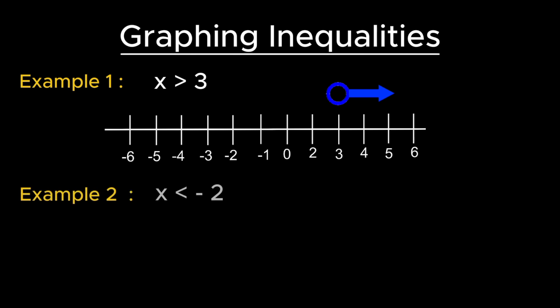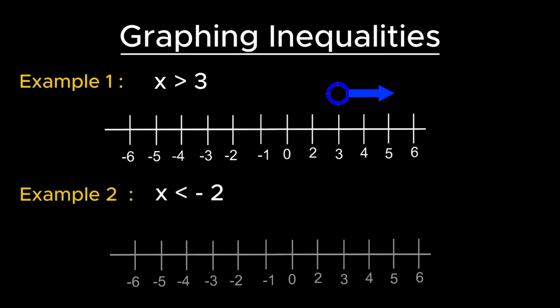Example 2. x < -2. This means x can be any number smaller than -2. Since -2 is not included, we draw an open circle at -2. And because the values are less than -2, we draw the arrow to the left.